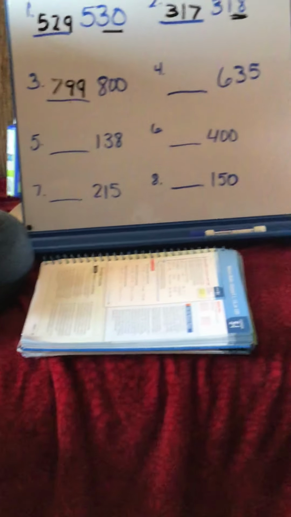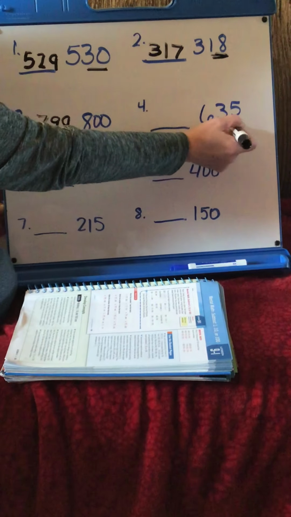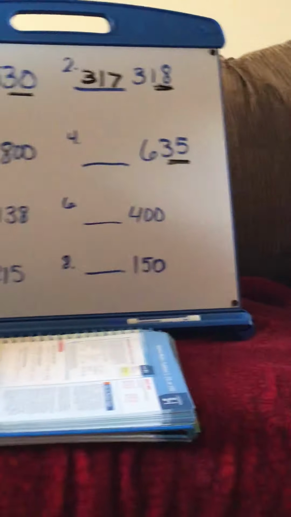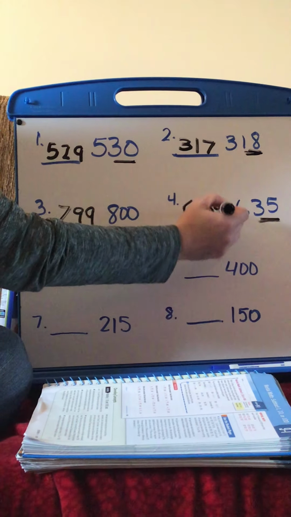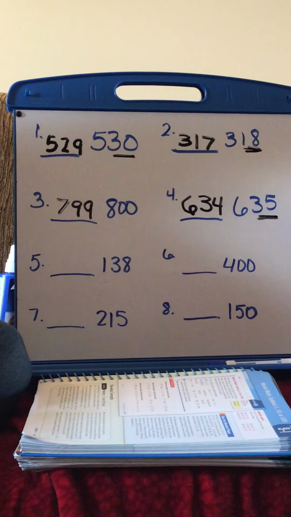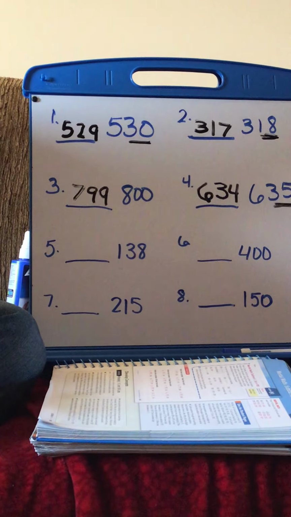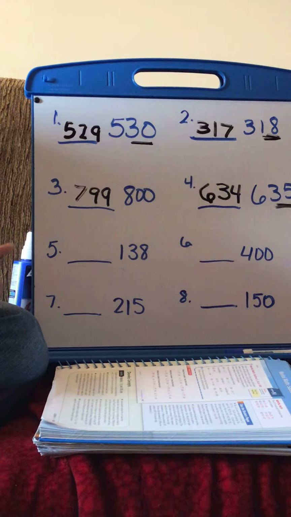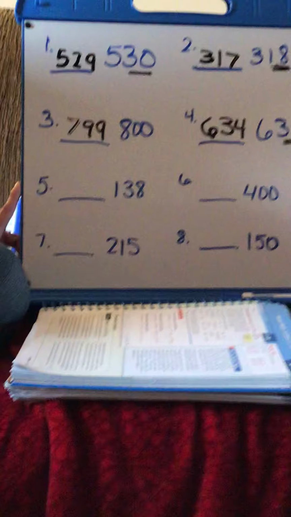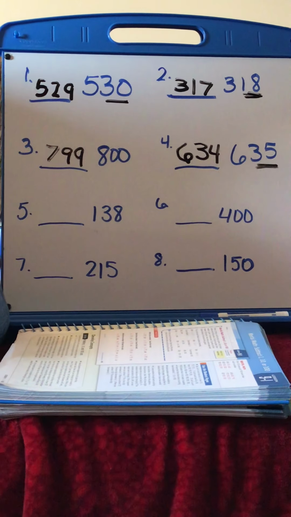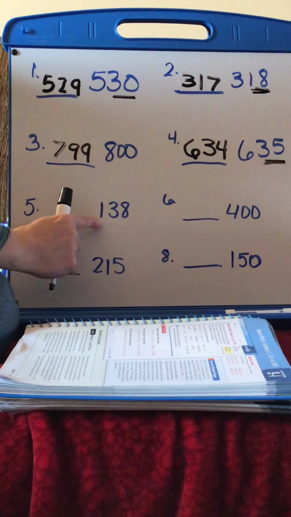Here we have 635. I'm going to look at 35. And what number comes before 35? 34. So I'm going to put 634. Okay, so that's what we're going to do if it's 1 less than. Now, if we go to the next part, 5, 6, 7, and 8, they want you to do 10 less than each number.